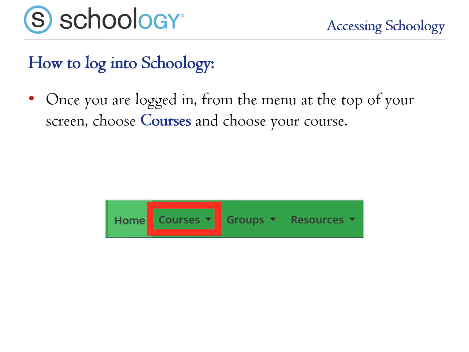Once you are logged into your Schoology account, from the menu at the top of your screen, choose Courses and choose your course.